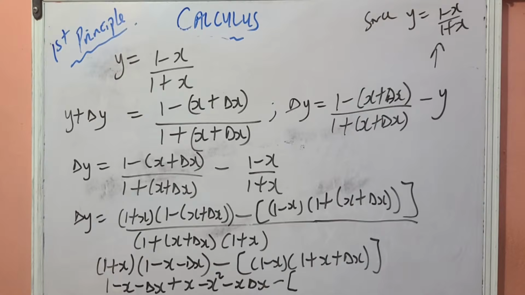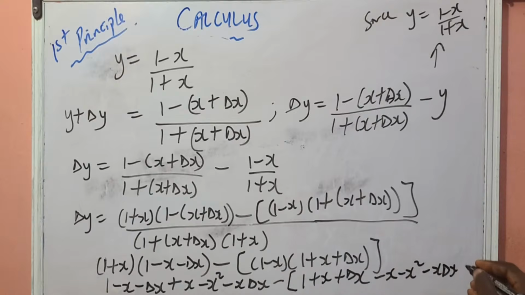Now, look at it now. I want to open what is inside here. That will be 1 times 1, I have 1. 1 times x, I have plus x. 1 times the change in x, I have the change in x. Minus x squared. Then I have minus x times the change in x.